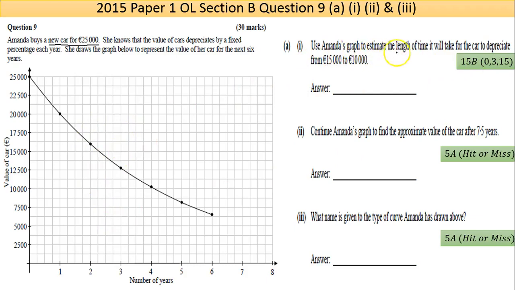So you use Amanda's graph to estimate the length of time it would take for the car to depreciate from 15,000 to 10,000. So from 15,000, where it cuts the graph, drop it down. That's roughly there. To approximately 10,000. Bring that line across where it hits the curve. Drop it down. That's a difference of 1 full year and 3/4. So 1 3/4 years. Okay.